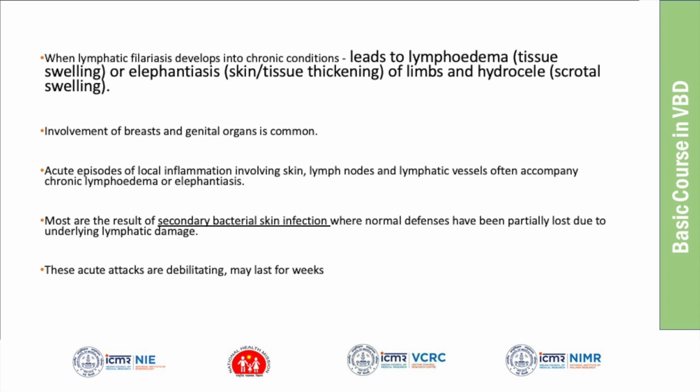Then involvement of the breast and also genital organ is common, especially in the case of Wuchereria bancrofti, whereas in the case of Brugia malayi, genital organs are not involved. And acute episodes of local inflammation involving skin, lymph nodes, and lymphatic vessels often accompany chronic lymphedema or elephantiasis. Chronic means prolonged. And most are the results of secondary bacterial infections.